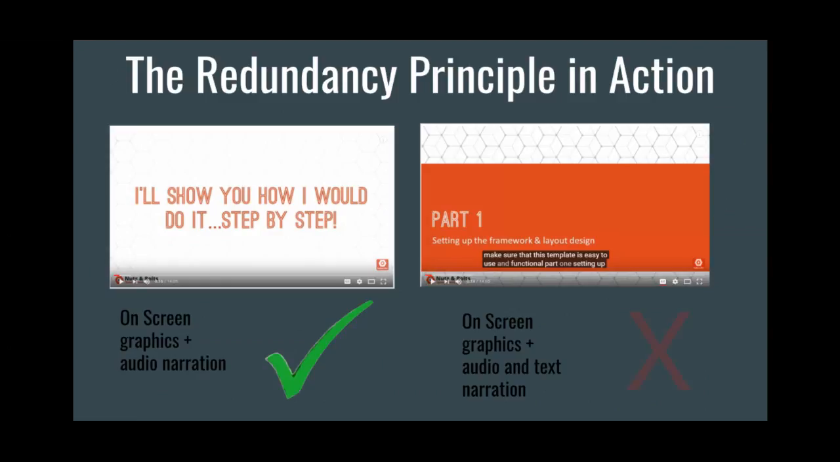other learners. In the second example, both the audio and closed captioning are used together and are a violation of the redundancy principle. While watching the second clip, you may find yourself focusing more on the words as you hear them instead of what is intended to be shown.